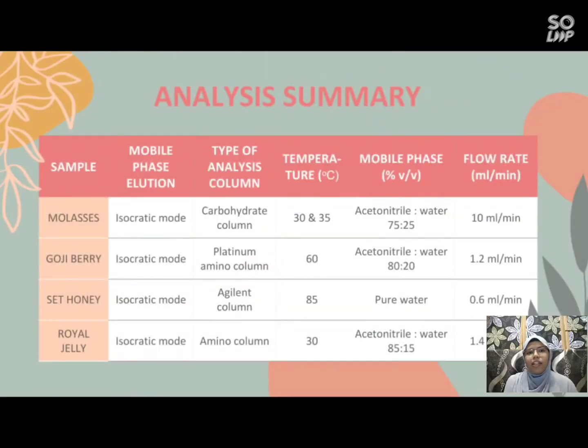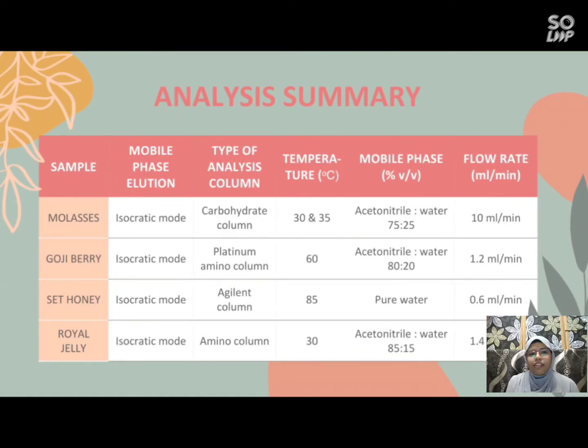This is the analysis summary of the 4 samples of the HPLC analysis. In this HPLC analysis using molasses, goji berry, set honey, and royal jelly, the mobile phase elution is the isocratic mode. Isocratic mode is a separation that employs a solvent or mobile phase of constant composition. Next, the types of analysis column are carbohydrate column for molasses, platinum amino column for goji berry, Magellan column for set honey, and amino column for royal jelly. The temperature of the analysis is 30 and 35 degrees Celsius for molasses, 60 degrees Celsius for goji berry, 85 degrees and 30 degrees Celsius for set honey and royal jelly.